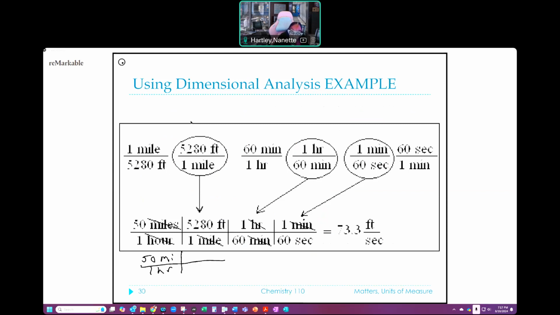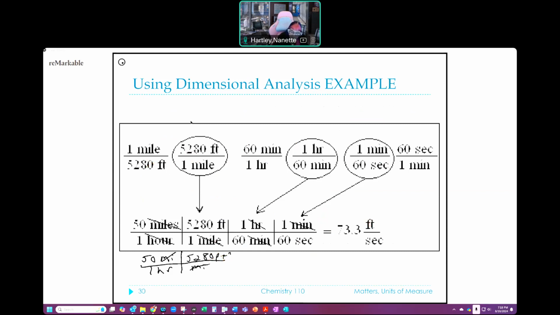And I know that I want to get to feet, so I'm looking, okay, I have 5280 feet per mile. I want to get rid of the miles, so I'm going to use the 5280. Miles then cancel. So I'm using it in this fashion, not this fashion, because I want the units to cancel. So now I'm left with the 5280 feet, and I want feet. Feet is in my answer, so I'm going to leave that be.